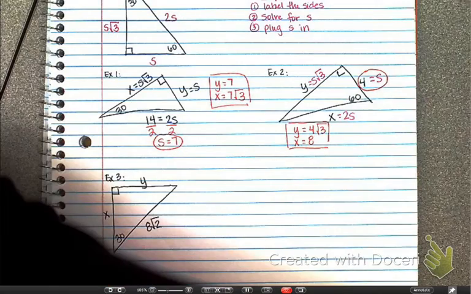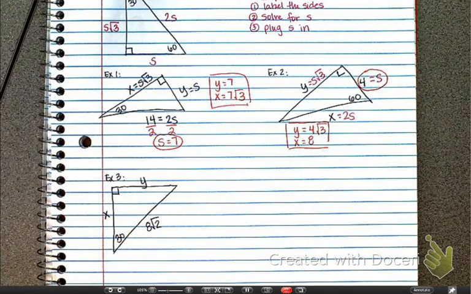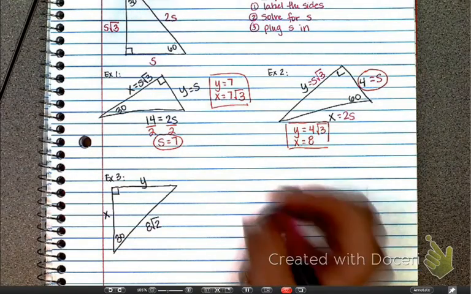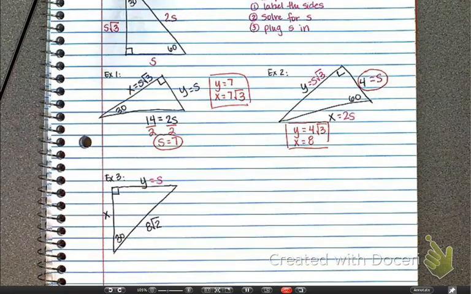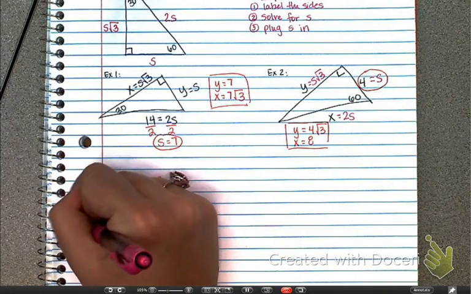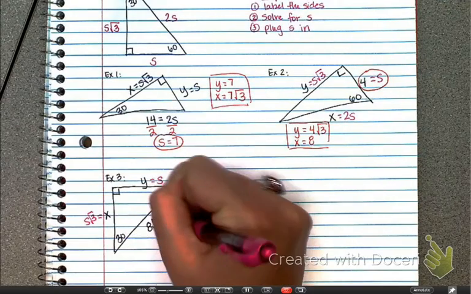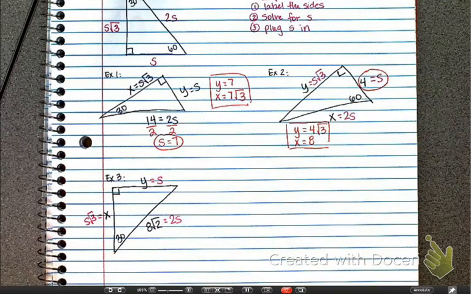All right, so I think we're, for the most part, okay with labeling. So you should have S, square root of 3 and 2S. Okay?